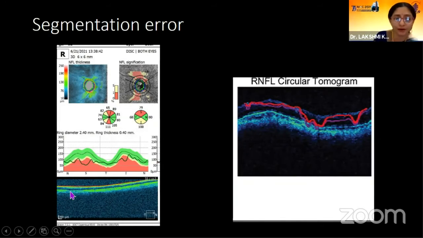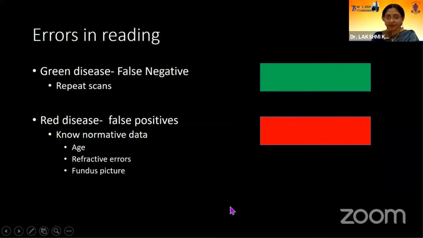Then we have this OCT where there is no cup displayed. So it's not the right area of imaging. There is a segmentation error. Then we have errors in reading wherein we can classify it as false negatives and false positives. False negatives can be eliminated by repeating the scans, and false positives can be eliminated by knowing the normative data.